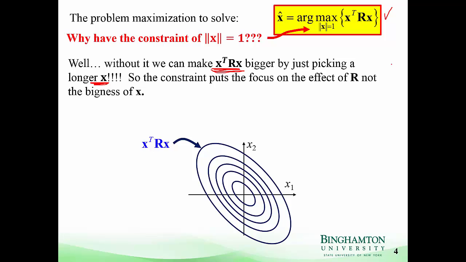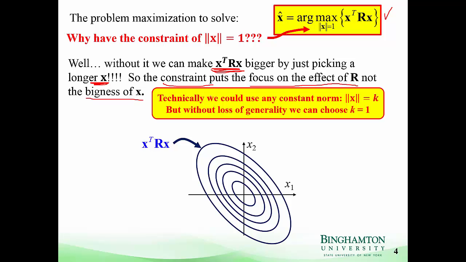The other reason, a more physical reason, is that x often accounts for some physical thing that we're trying to create, and we may have some constraint on how big that physical thing can be. When we get into the application, I'll comment on that to some degree. But from a more mathematical point, this constraint puts the focus on the effect of R, not just making x bigger and bigger. Technically, we could constrain this to be equal to any number k, but we'll see that without loss of generality. And sometimes if you go into more mathematical work, you'll see this abbreviated WLOG.